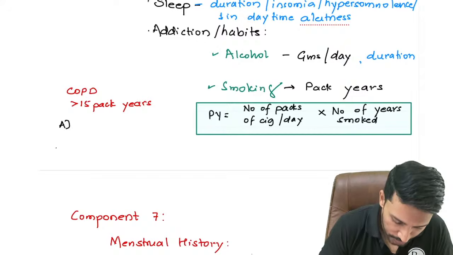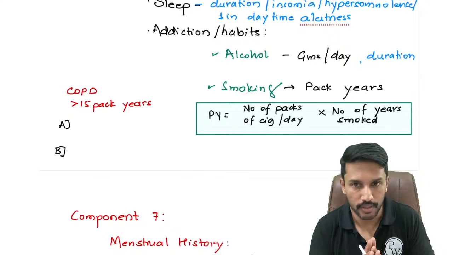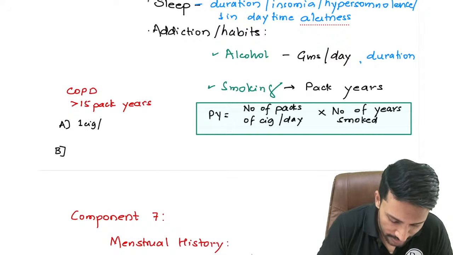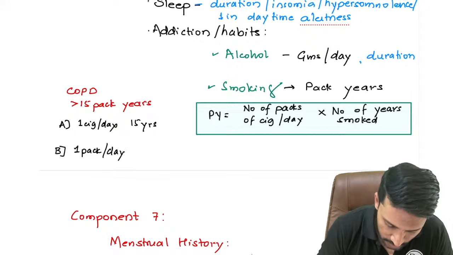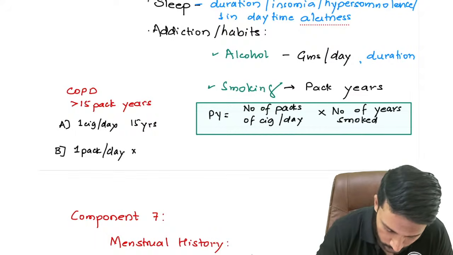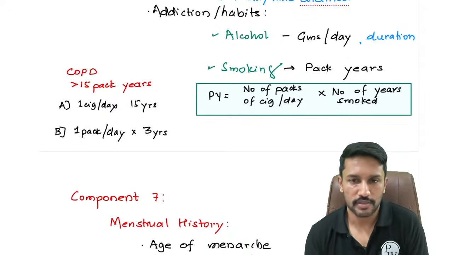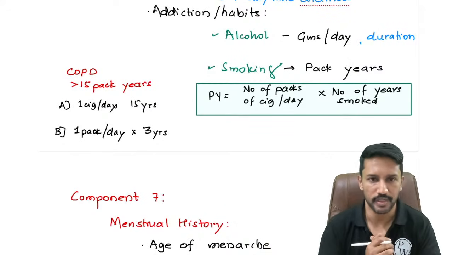Let us say there are two people, patient A and patient B. You should tell me in whom I should suspect the high likelihood of COPD. I got the smoking history of both of them. Patient A smokes 1 cigarette per day and he has been smoking for 15 years. And patient B smokes 1 pack of cigarettes per day and he has been smoking for 3 years. Okay. Who has higher risk of developing COPD? Or like who is closer to becoming diagnosed with COPD?